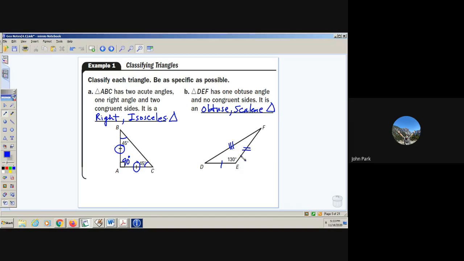This one, the 130 degrees is obviously obtuse, right? That's one obtuse angle. And then these two are acute, but we don't know what they are, but it doesn't matter. So that's obtuse. And then all three sides are different lengths. So I marked it 1, 2, and 3 slashes just to make it obvious. So this is an obtuse and scalene triangle because all three sides are different lengths, right? So each triangle that you see will have at least two names, right? One referring to the angle, the other one referring to the sides. So you should be able to classify any triangle with at least two names, right?